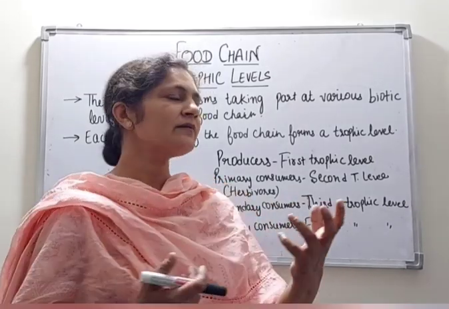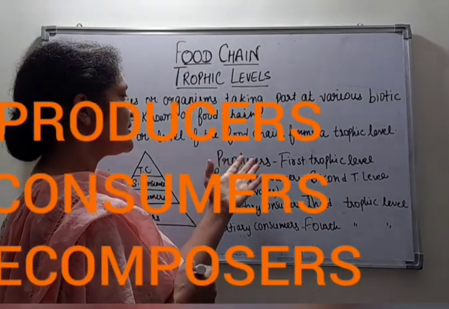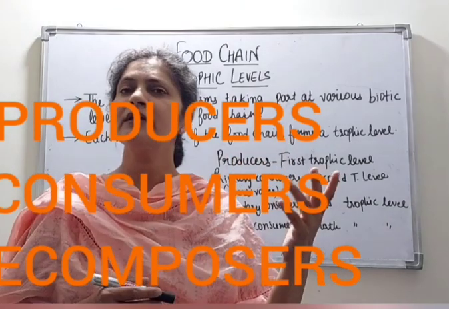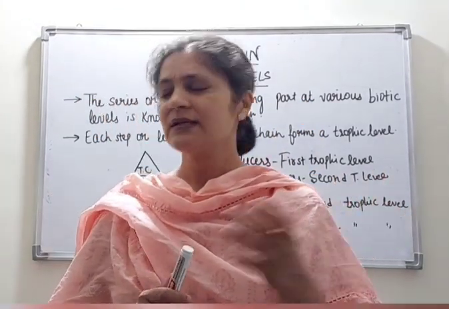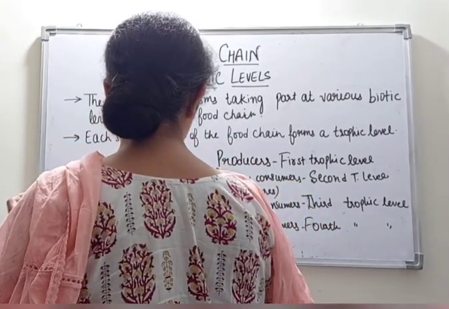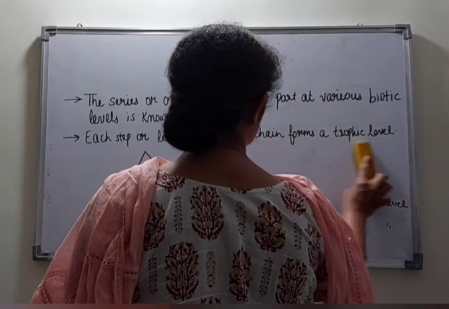What were the biotic levels? First was producers, then consumers, then decomposers. Right students? First were producers, second were consumers, and third were the decomposers.